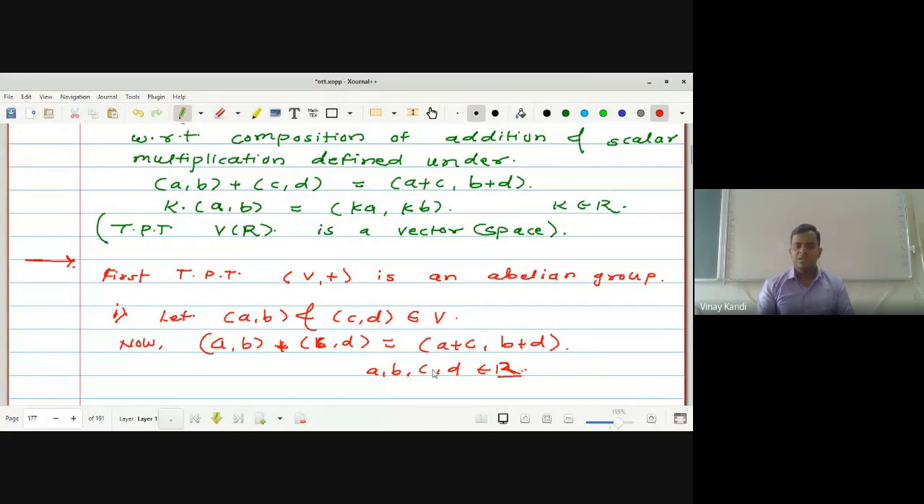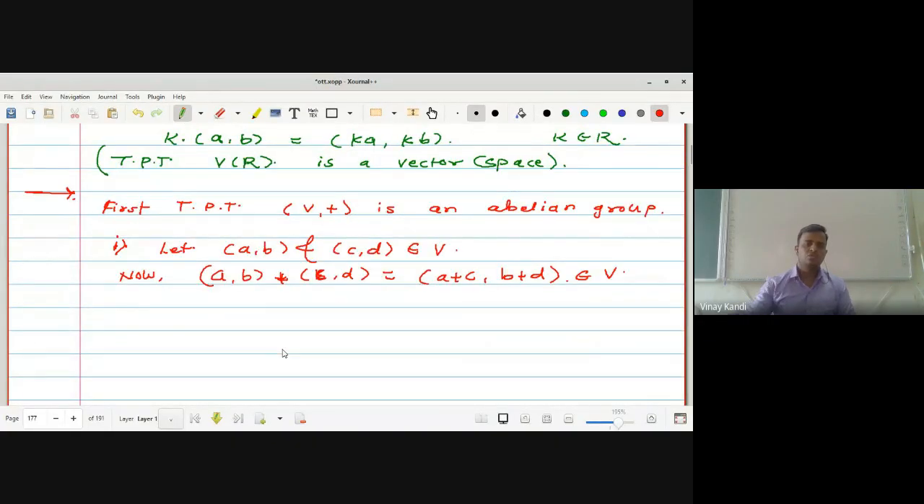This implies A plus C belongs to R and B plus D also belongs to R. So this implies this element belongs to the set V. Any doubt? Hence the closure property is satisfied by V. Now the second one, associative property.